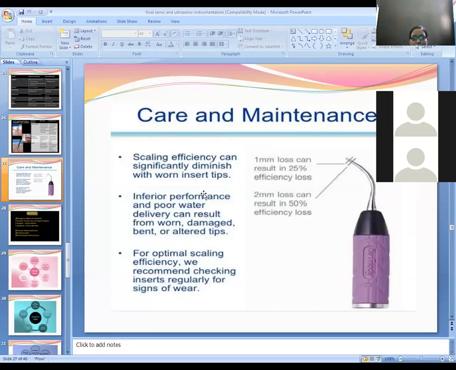Care and the maintenance of the ultrasonic tip. The scaling efficiency can significantly diminish with worn insert tips. Inferior performance and poor water delivery can result from wall damage, bent or worn tips. For optimal scaling efficiency, we recommend checking the inserts regularly for signs of failure. A 1 millimeter loss can result in a 25% efficiency loss, while a 2 mm loss in a tip can result in a 50% efficiency loss.